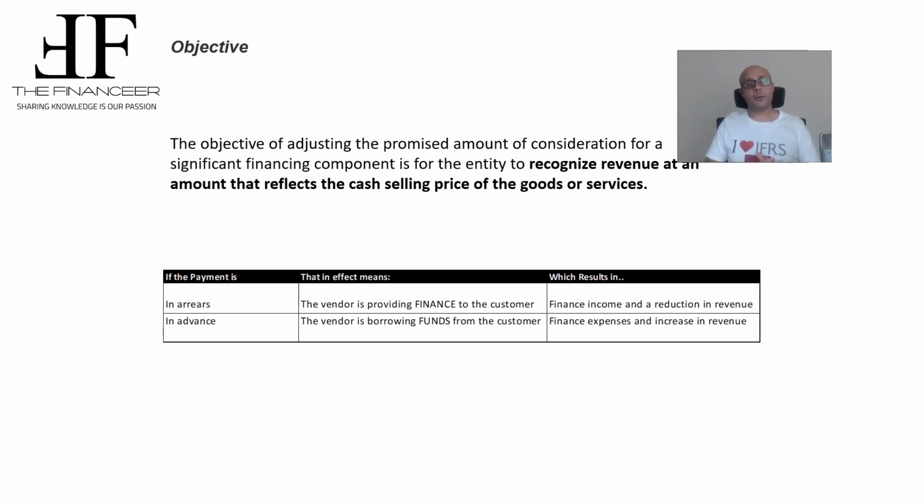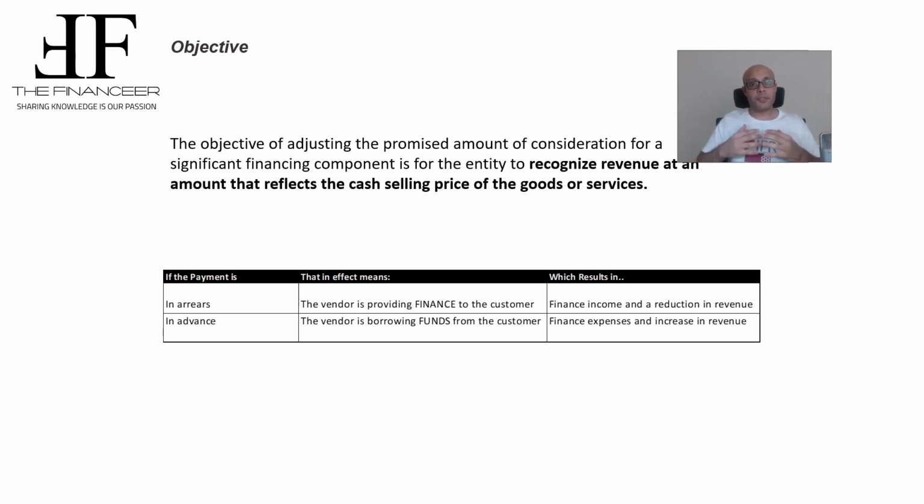The second scenario is that the customer is going to pay the company today and the company is going to deliver the product and the service after 2 years. Effectively, in this scenario the customer is paying in advance, and the customer is financing the company, because the company will take this money to manufacture or to purchase the product and the services and to deliver after 2 years.